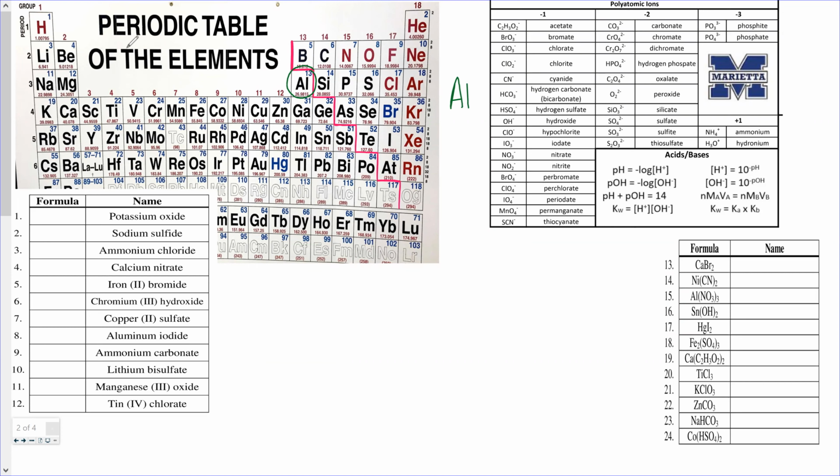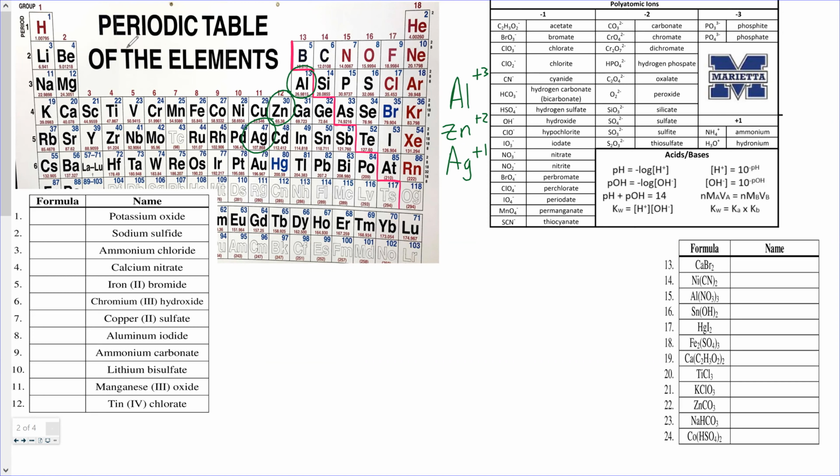+3. Here's the other one you need to know. Zinc. Zinc's charge is always +2. And then silver, its charge is always +1. So you need to memorize those three. Zinc is +2, silver is +1.